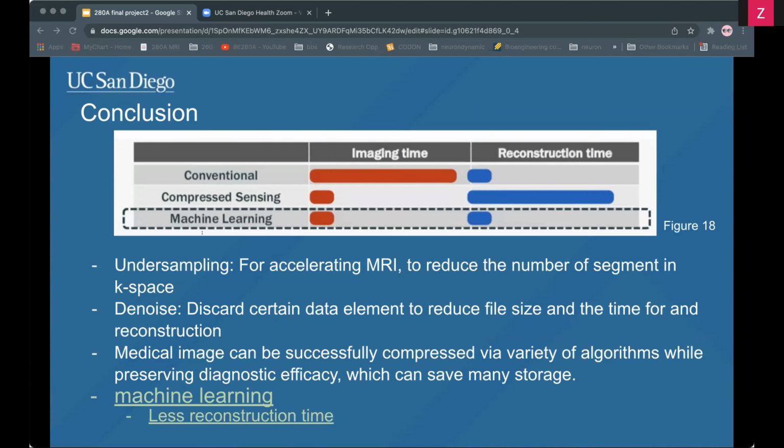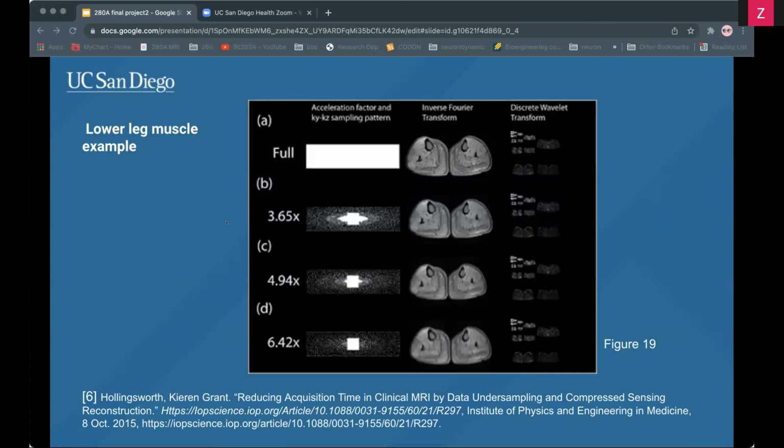However, one of the biggest problems of compressed sensing is that it takes too long during the reconstruction process, and the reconstruction process also uses a lot of memory. So currently researchers combine compressed sensing with machine learning or deep learning to reduce the reconstruction time and make it a more efficient technique. And this is an example to support that compressed sensing is time saving.